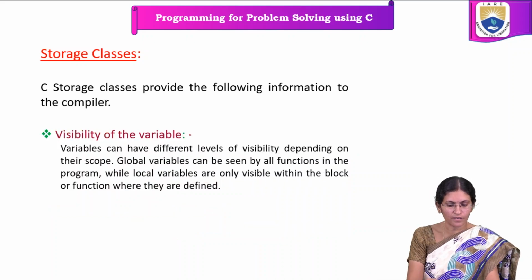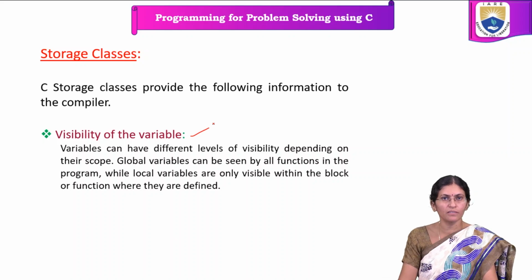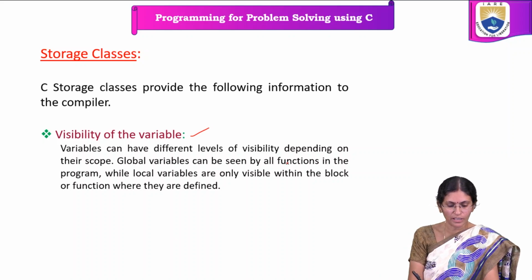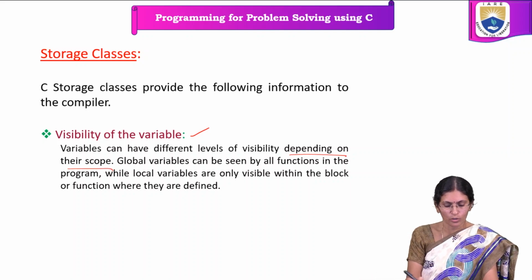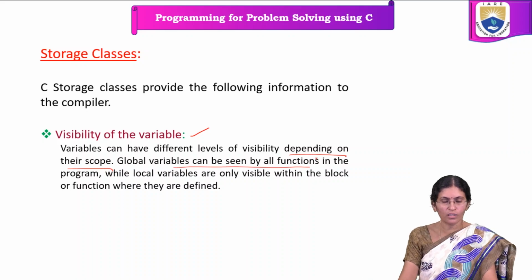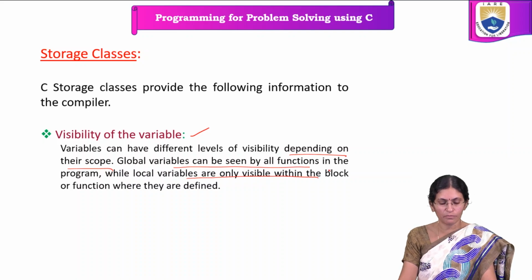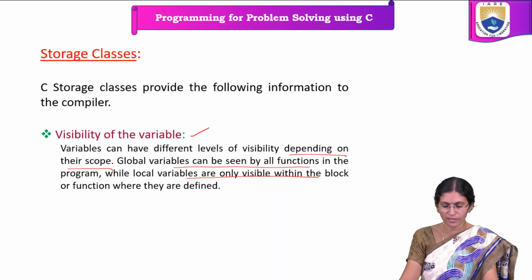Next, another feature is the visibility of the variable. What is visibility? It depends upon the scope. Variables can have different levels of visibility depending upon the scope. Global variables can be seen by all the functions in the program, whereas local variables are only visible within the block or function where they are defined.